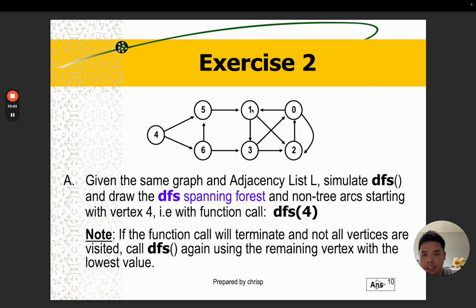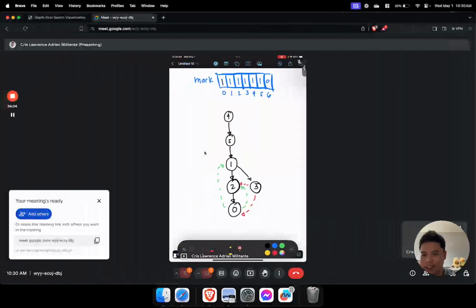I go back to 1, check if I have any adjacent vertices. None, only 2 and 3. So I go back to 5, check for adjacent vertices again. There isn't. So I go back to 4. Does 4 still have an unvisited adjacent vertex? Yes, he has 6. Is 6 already visited? No, it's not. Therefore, I'm going to draw an arrow going from 4 to 6. I'm going to set 6 to visited.